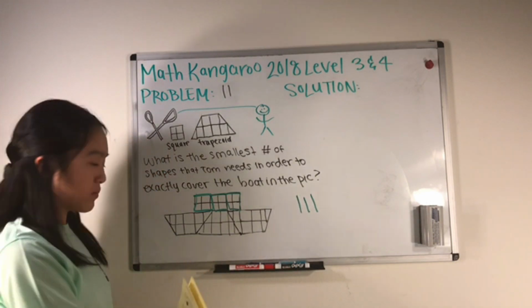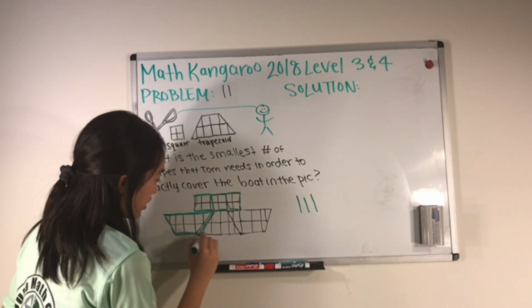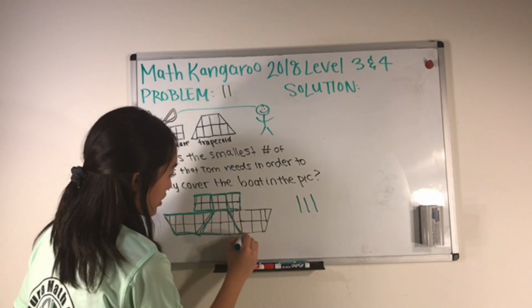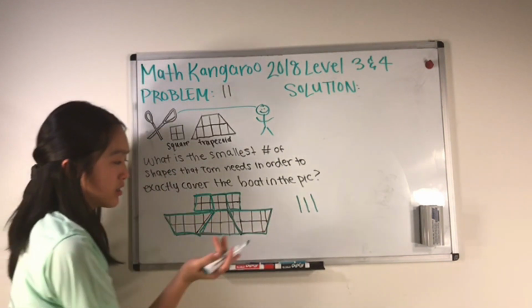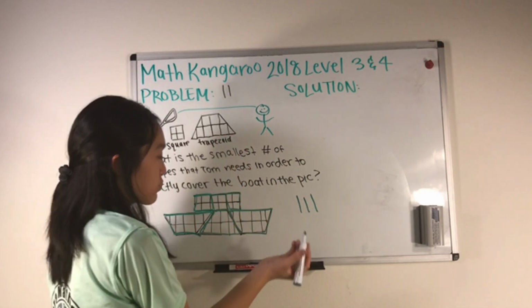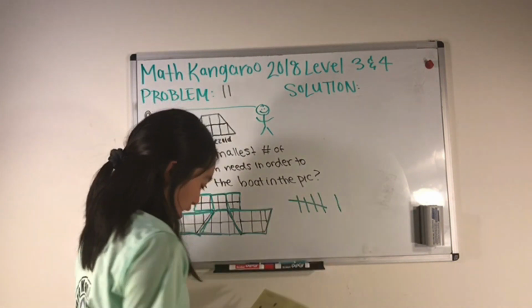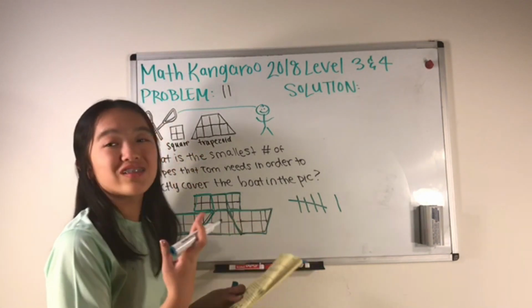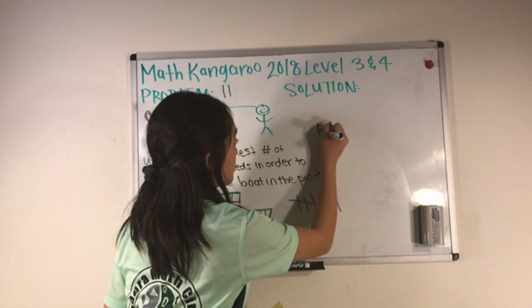Now we need the trapezoids. So we have one over here, one over here, and one over here. And through this, you can see that the trapezoids can also be upside down. They don't have to be always upright. They can also be upside down. And that's 3 trapezoids. So that's 1, 2, 3. And now if we look at our tally marks, we have a total of 6 shapes. So therefore, our answer is letter B, 6.